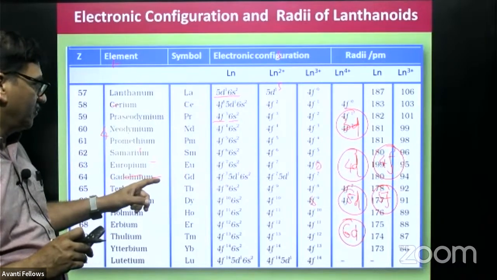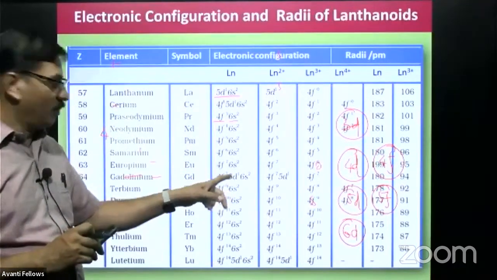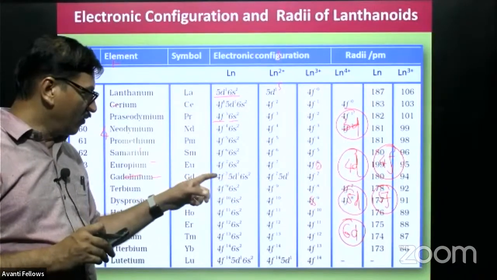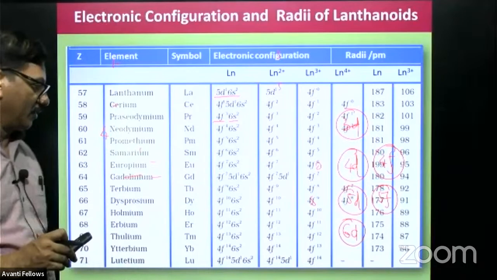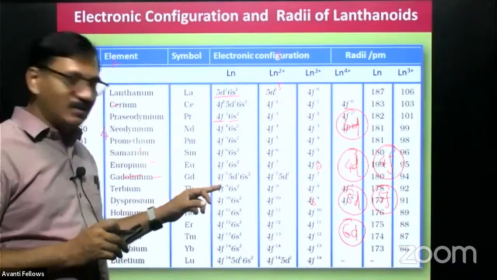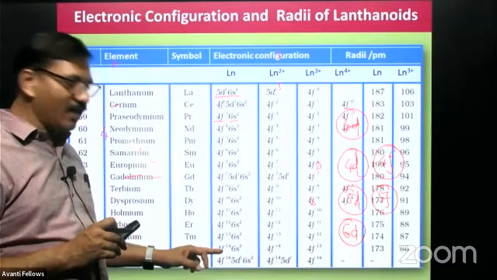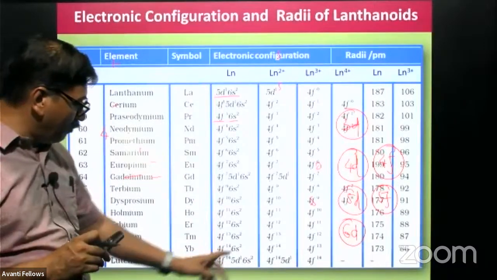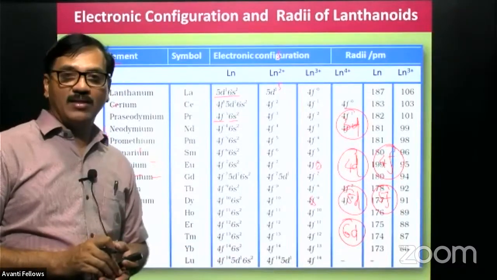Then when it comes to gadolinium, the 8th electron enters the 5d1. It is not 4f8, it is 4f7 5d1. It is to gain the half-filled stability that it shows such a configuration. Then the next element is 4f9, normal again. Other elements are normal again. In the last case, ytterbium and lutetium, lutetium pushes 1 electron to 5d1. Its configuration is 4f14 5d1 6s2.